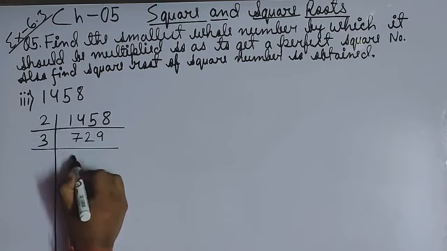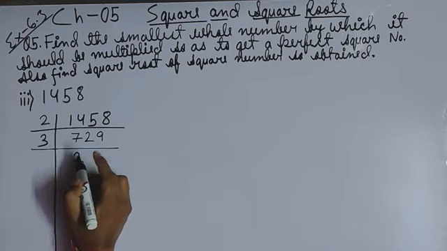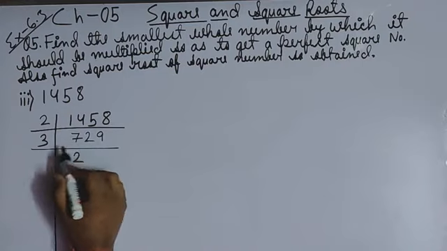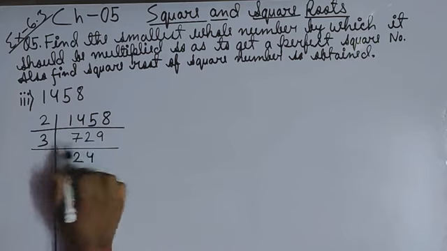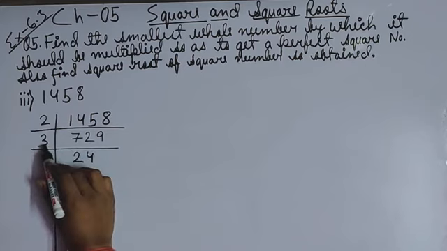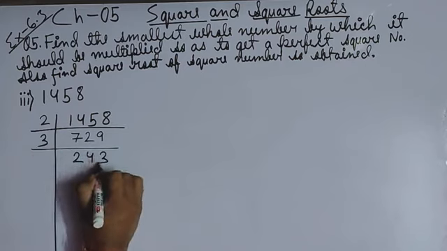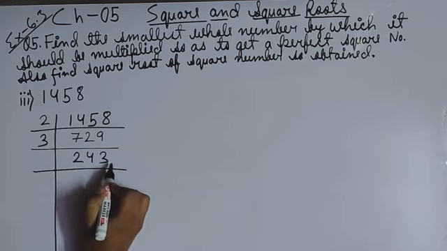3 से जब हम divide करते हैं, 3 2s are 6. 7 में से 6 minus करेंगे, कितना है? 1. 1 और 2 कितना होगा? 12. 3 4s are 12. Then we have a 9 here. 3 3s are 9. So we are getting 243.